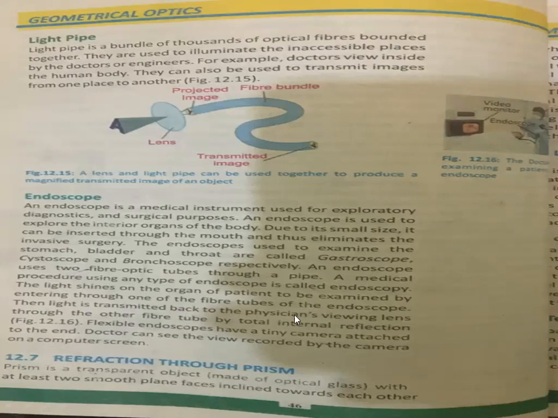Then light is transmitted back to the physician's viewing lens through the other fiber tube by total internal reflection. Flexible endoscopes have a tiny camera attached to the end, and doctors can see the view captured by the camera on a computer screen. Since on one end of the endoscope there is a small camera attached, the doctor can see the view of the organs with this tiny camera. So this is the endoscope and light pipe.